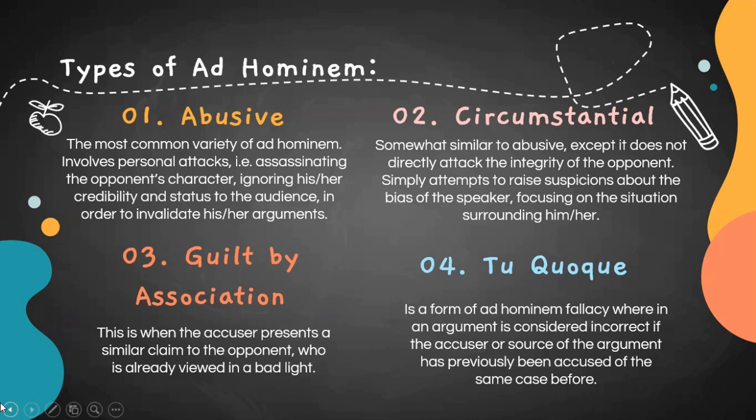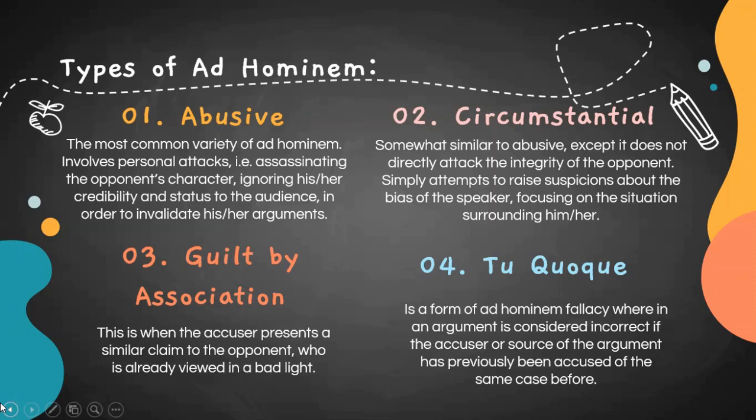Third, guilt by association. This is when the accuser presents a similar claim to the opponent, who is already viewed in a bad light. Since the latter has a negative background, the former's argument is affected and becomes questionable as well, whether it is valid or not.